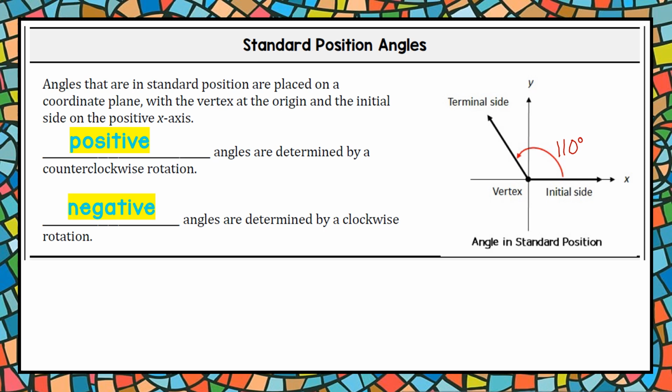Versus if we go in the clockwise direction, we would get a negative angle. For example, if we were looking at the exact same angle here, but going in the clockwise direction, that would take us in this direction here, and we would get a negative angle. Just a reminder, there's 360 degrees in a circle. So to figure out what that negative angle would be, I would be subtracting the 110 degrees from that, which is going to give me 250 degrees, but it's going to be negative because I went in the clockwise direction. So this would be a negative 250 degree angle.